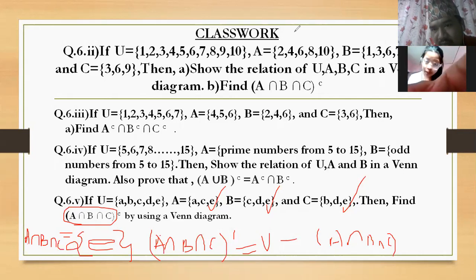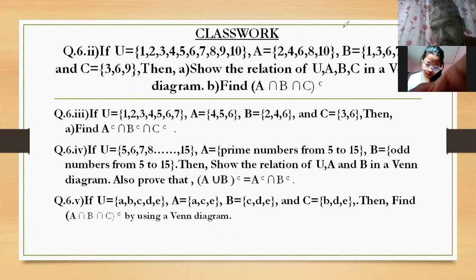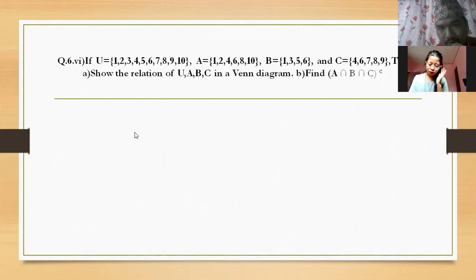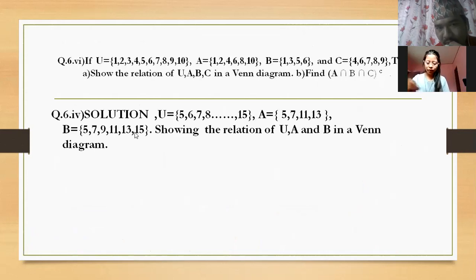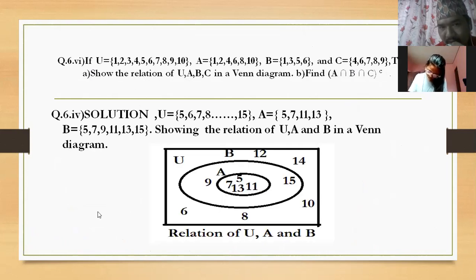Now I am moving to the next one. Look there. Here I have shown the solution of one question. This 6BI also you do yourself. Here also you have to draw the Venn diagram, then find out A intersection B intersection C complement. Draw the Venn diagram and find A intersection B intersection C, then find out its complement. Look, I am showing this question number 6 IV.